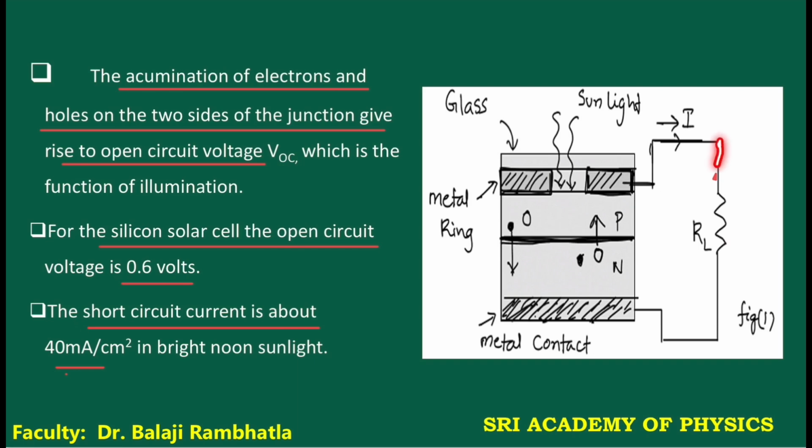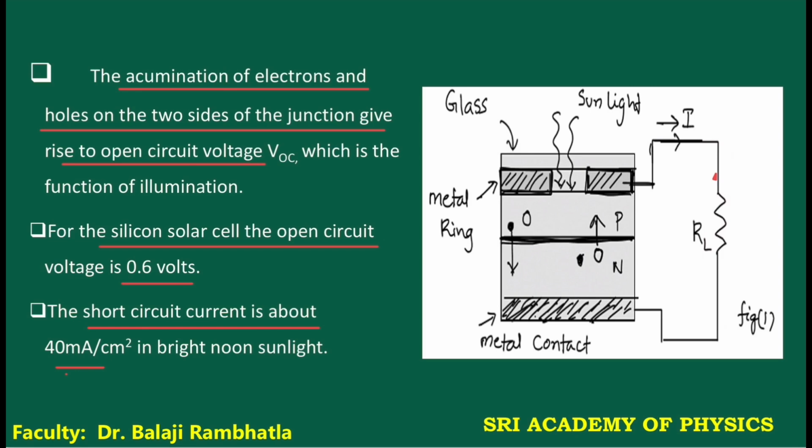and in this situation, the current value should be equal to 0. Suppose the circuit you are making is short circuit. You are connecting like this. This is making a short circuit. Then the maximum current flows through this solar cell. That maximum current is called the short circuit current.